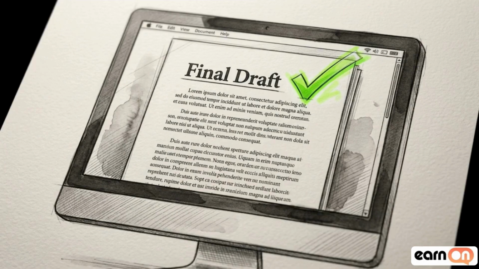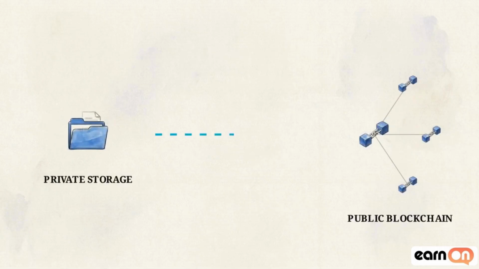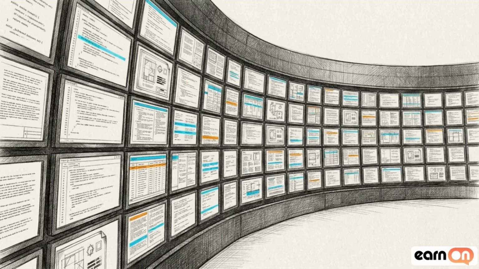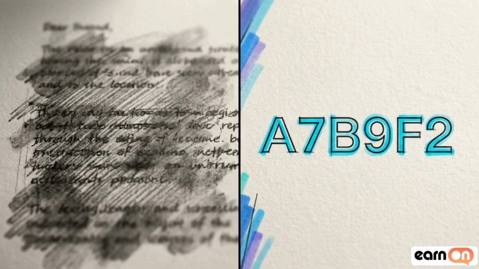First, take your finalized digital template or script and isolate it inside a locked private cloud storage folder. Do not upload this original raw file directly to a public blockchain ledger. Blockchains are public, so anything placed there remains visible indefinitely. Instead, we generate what is called a cryptographic hash. This is a unique alphanumeric string that represents your specific file without revealing its contents.